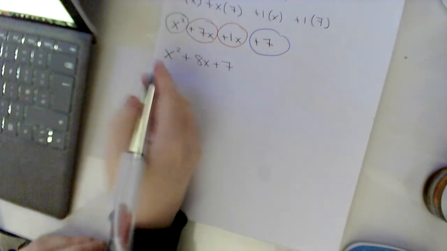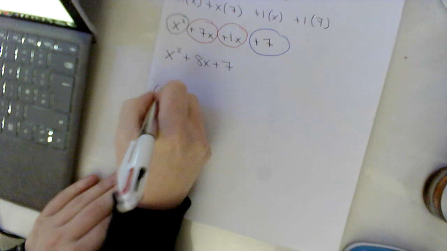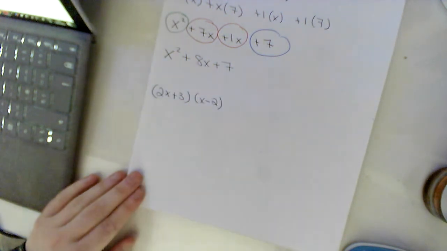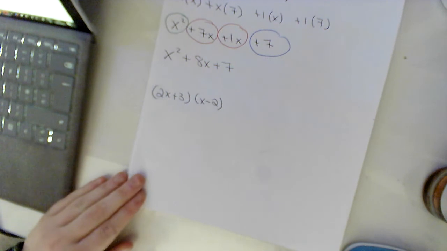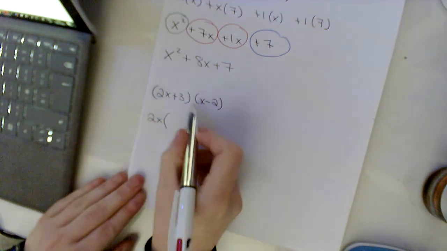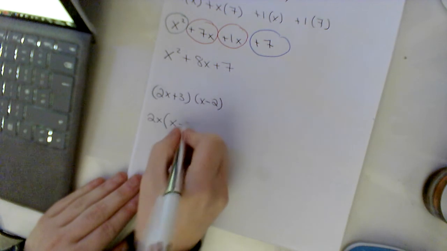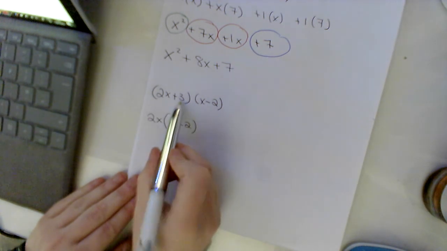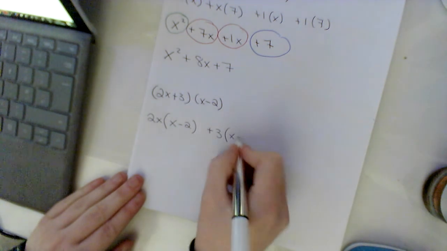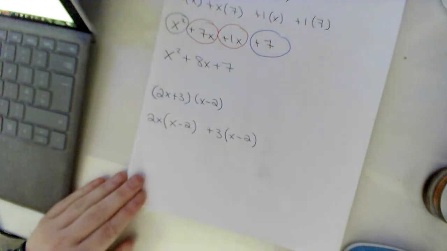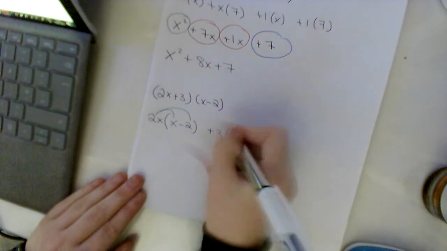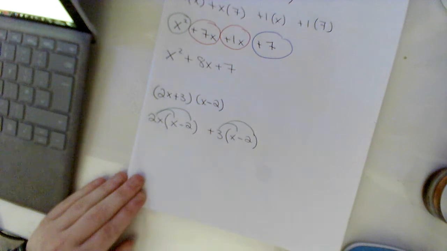The next example that I have is (2x + 3)(x - 2), and I have two brackets side by side. So the first thing I do is take my first term, which is 2x, and bracket everything in the second bracket. Then I take my second term, which is plus 3, and bracket everything in the second bracket, (x - 2). So I have to split my brackets first. I draw my arrows, so this times this, this times this, this times this, this times this.